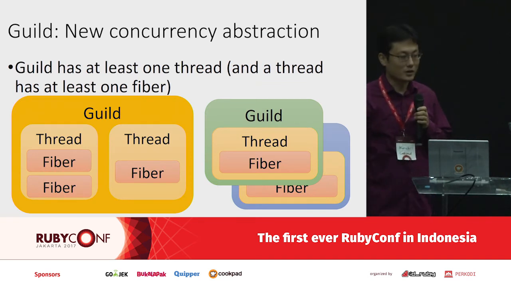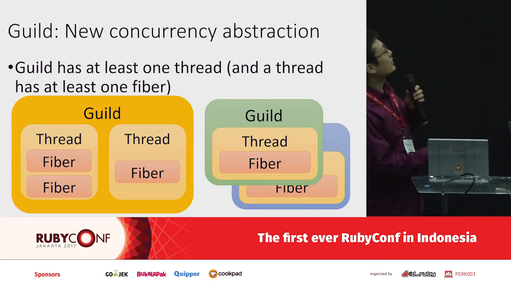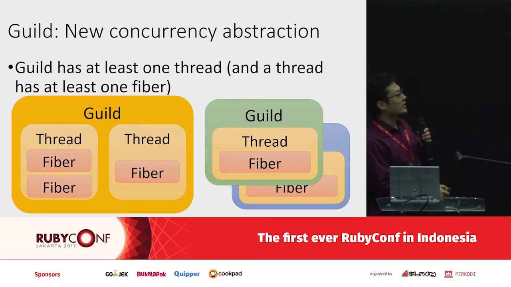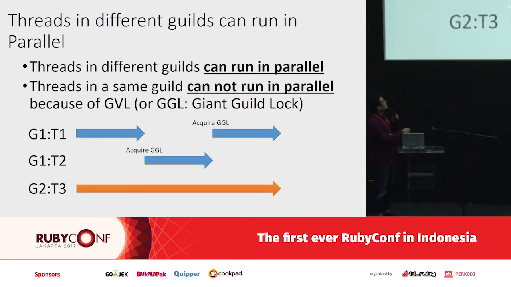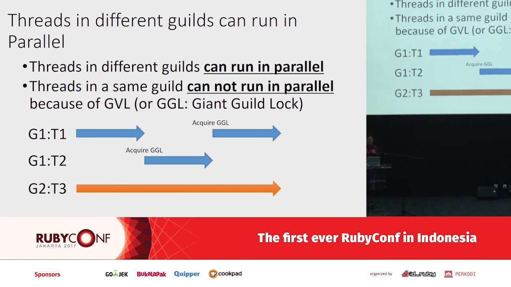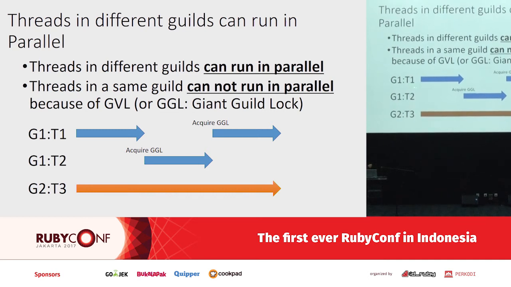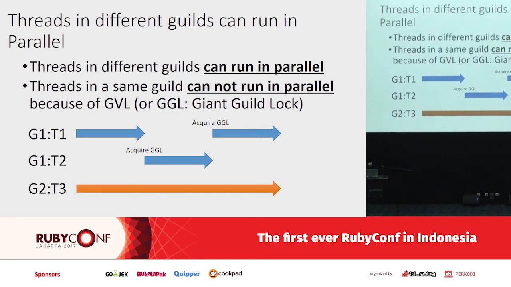This is the figure of a guild. A guild has several threads, a thread has several fibers, and we can make several guilds. Each guild can run in parallel. It means that threads in the same guild cannot run in parallel, but they can run concurrently. It is similar to current Ruby, but threads of guild 1 and guild 2 can run in parallel.